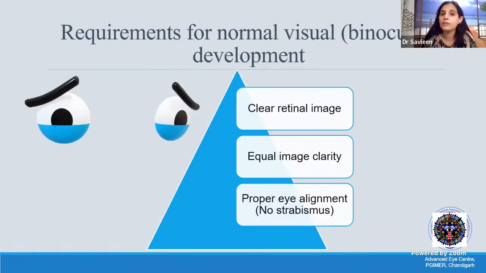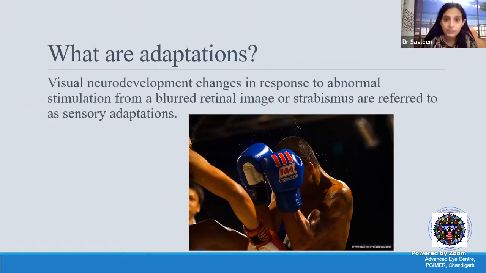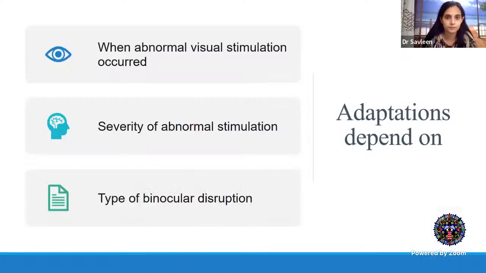So when we are talking about binocular adaptations, what do we mean by them? It's a defense mechanism of the eye. Any developmental change occurring in response to an abnormal stimulation, a stimulation which is trying to give us a blurred retinal image or trying to make our eye strabismic, will make the eye adapt to it by offering defense mechanisms, which we now call sensory adaptations.